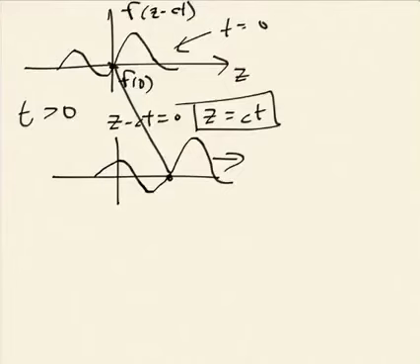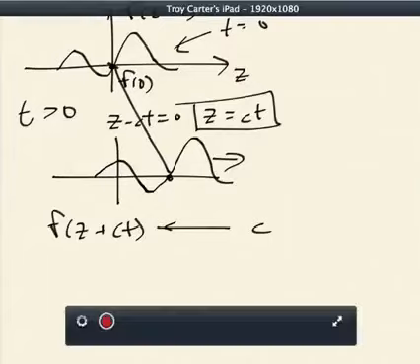Now if I chose that the function would be a function of z plus ct, I'm going to find that it moves to the left. I can do the same argument and it shows it moves to the left. All right, perhaps that's enough for now. Let's stop there.